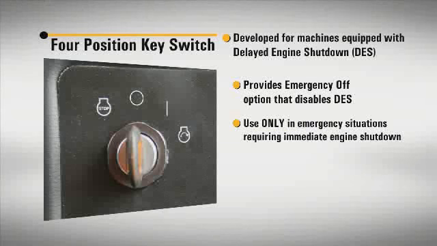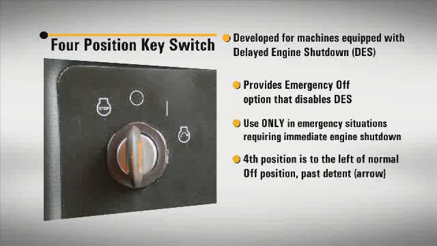To initiate an emergency shutdown, the operator moves the key counterclockwise from the on position past the detent at the off position to the new emergency off position at the far left. This 4th position is spring-loaded, requiring the operator to hold the key in the emergency off position until the engine has fully shut down. Releasing the key returns it to the standard off position where it can be removed from the switch.